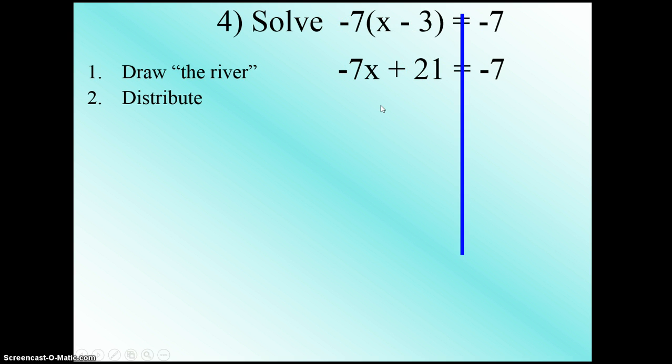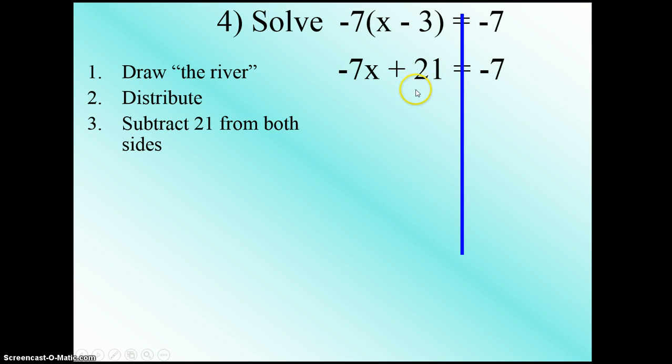Okay, again, I want to get across the river. I got to get everything away from the x across the river to the other side. A way to look at this is say, okay, I got to pay the toll. In order to pay the toll, I've got to do the opposite here. 21 is the furthest thing away from my x. It's a positive 21.